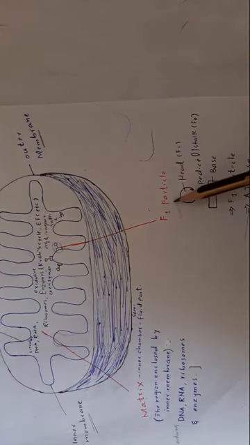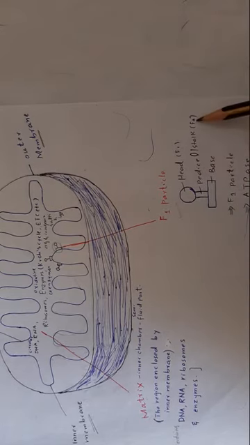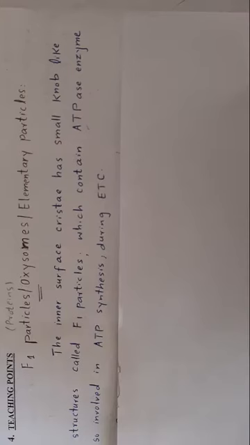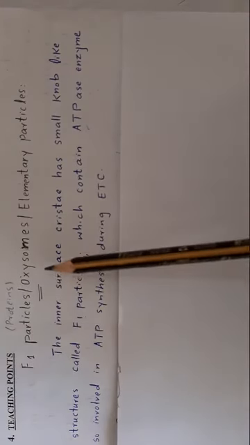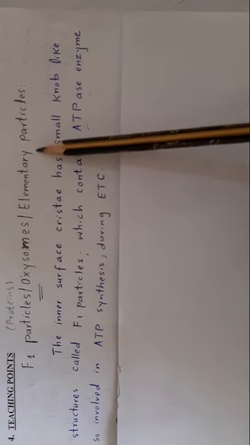If we zoom in on this F1 particle, it has two parts. This is the F1 particle. It has an enzyme known as ATPase. Its upper part is called the head, and this is its stalk or pedicel, also known as F0, and this is its base. F1 particles are also known as oxysomes or elementary particles.